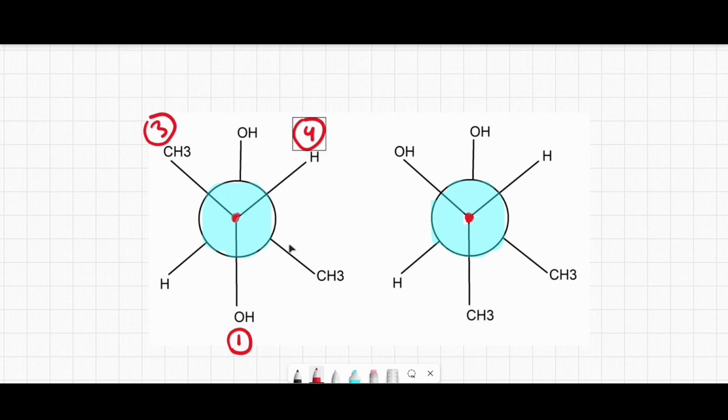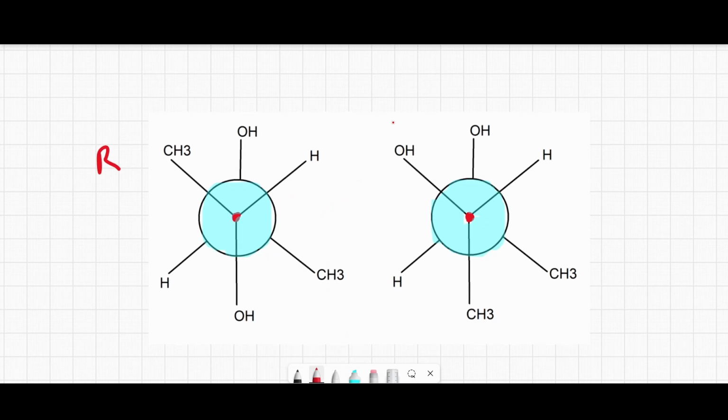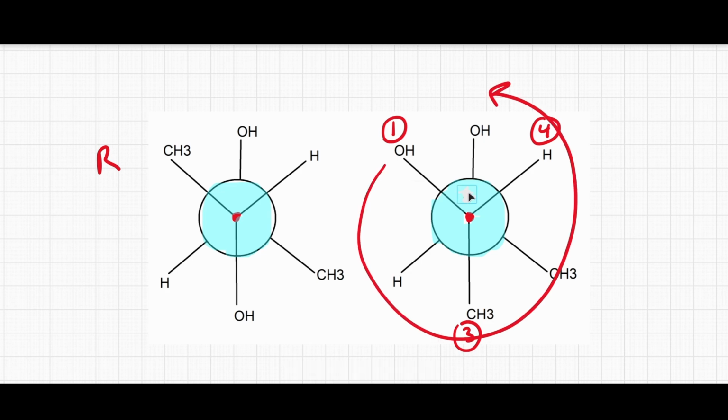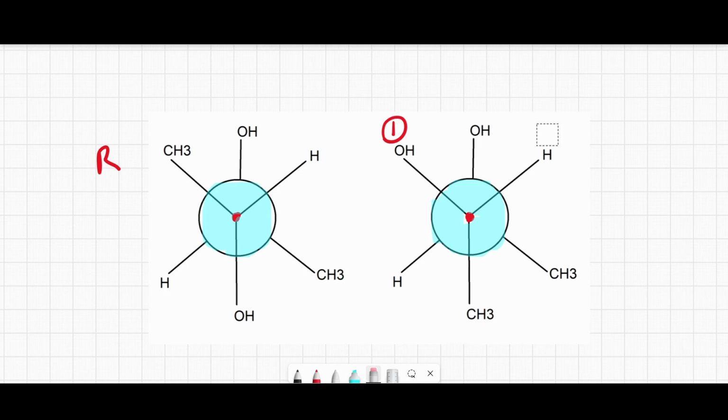It's just R. The groups are the same, and thus so are the ranks for this other front carbon. It's just going counterclockwise instead, so it's S. And again, no flip needed. So far, one is R and one is S. It has the potential to be enantiomers or diastereomers at this point.